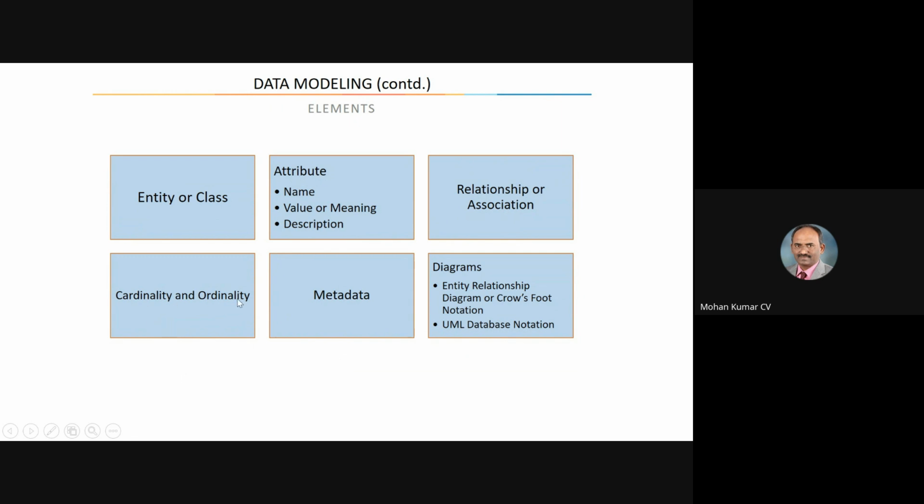Cardinality and ordinality. Have you heard these words by any chance? Ordinality basically means ordering. If you are placing things first, second, third, like that. Suppose you got some marks, or you participated in a running race. They say this person is first, this person is second, this person is third. Putting it that way is called ordinality.